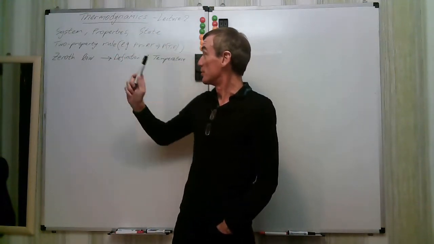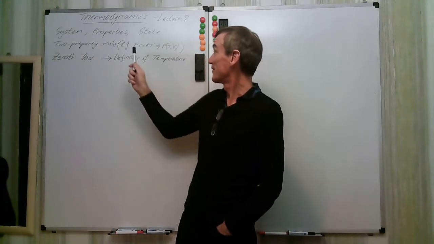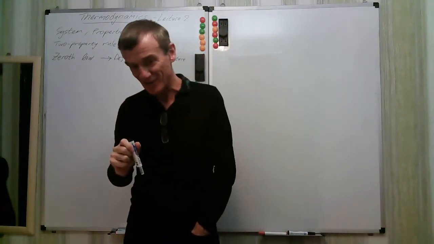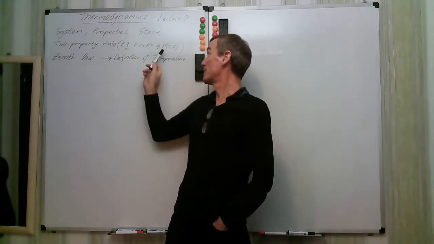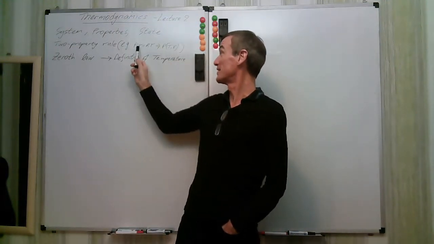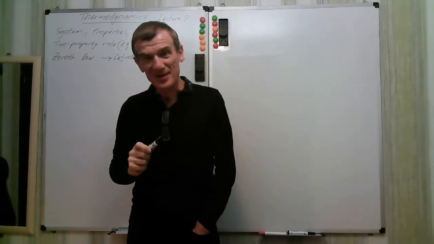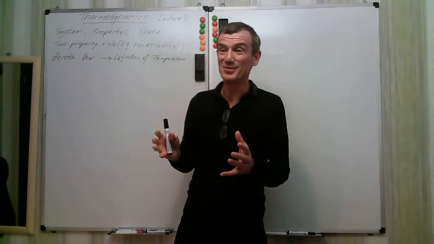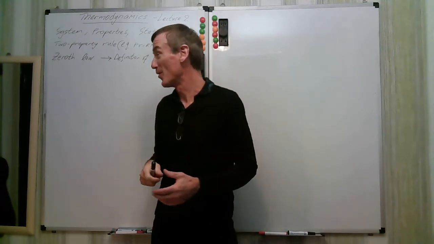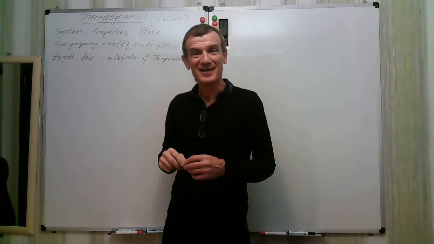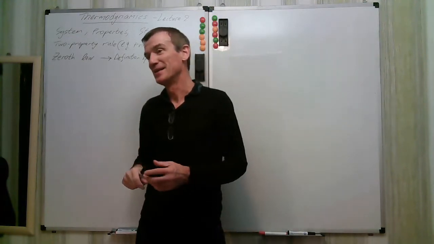We introduced the two property rule. Here I've got a little example, PV equals RT. This is the ideal gas law, and it essentially says P is a function of temperature and V. I take the V to the other side. R is a constant. That's an example of the two property rule, and just about all the materials that we're going to be looking at will satisfy the two property rule.